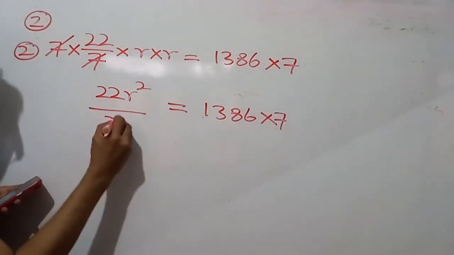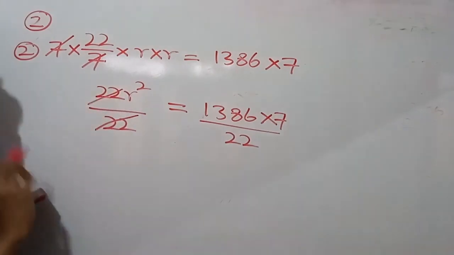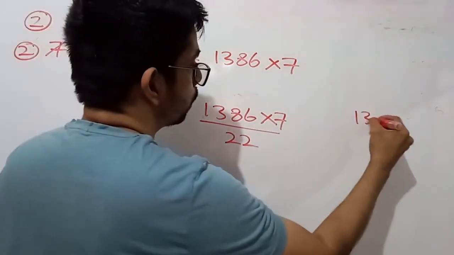So I will divide this side by 22. Do the same thing to the other side. So cancel out 22. So we will take 1386.